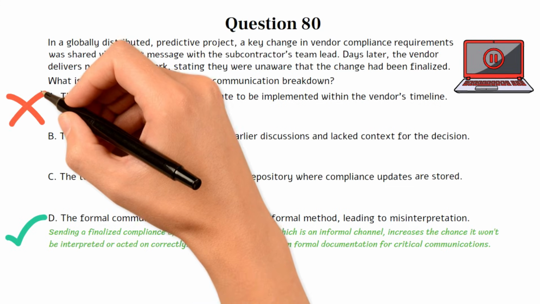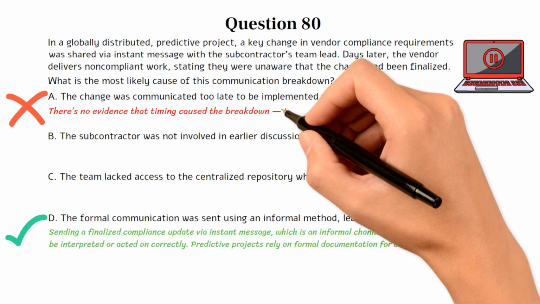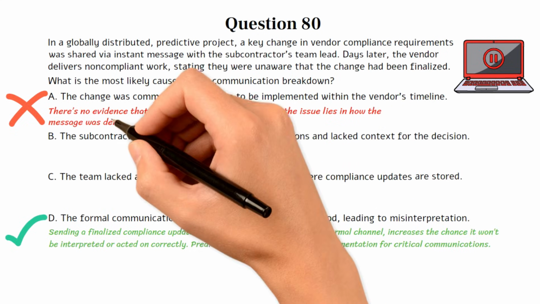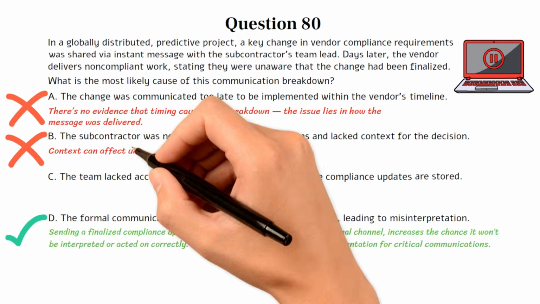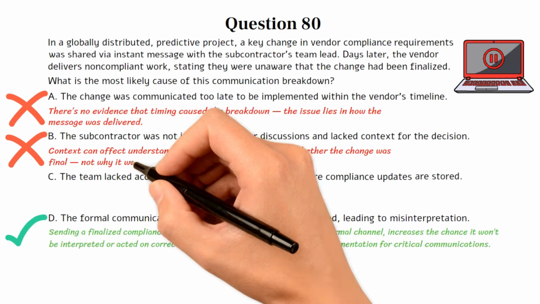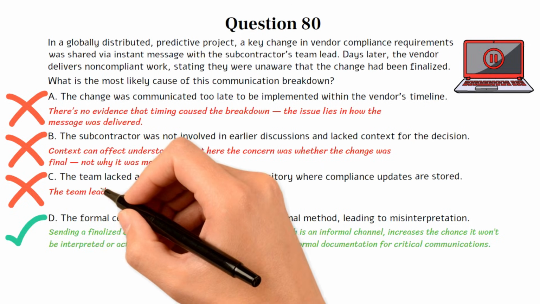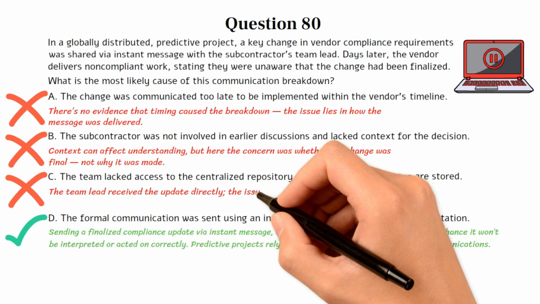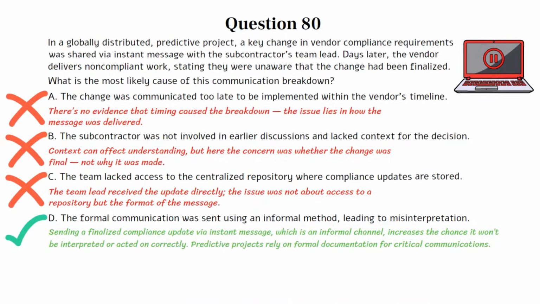Choice A is incorrect. There's no evidence that timing caused the breakdown. The issue lies in how the message was delivered. Choice B is incorrect. Context can affect understanding, but here the concern was whether the change was final, not why it was made. Choice C is incorrect. The team lead received the update directly. The issue was not about access to a repository, but the format of the message.